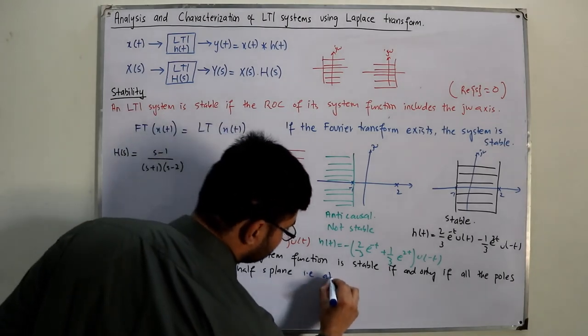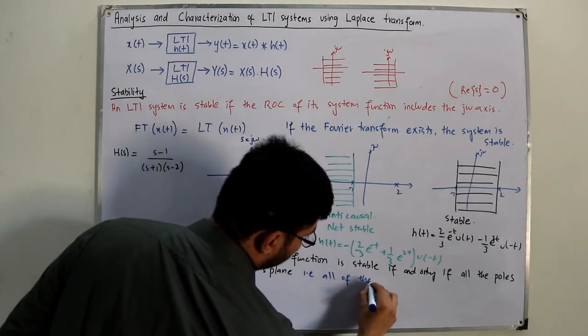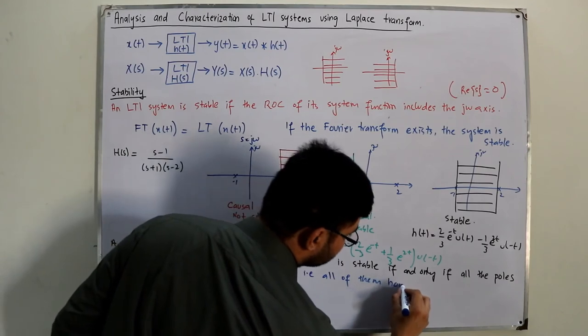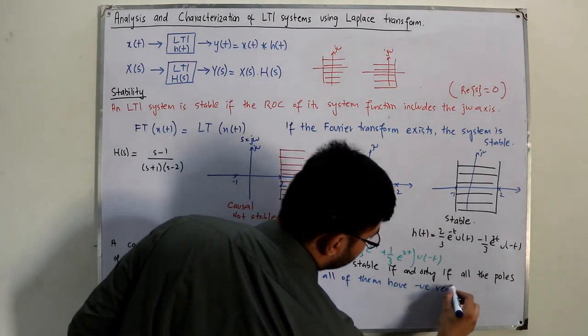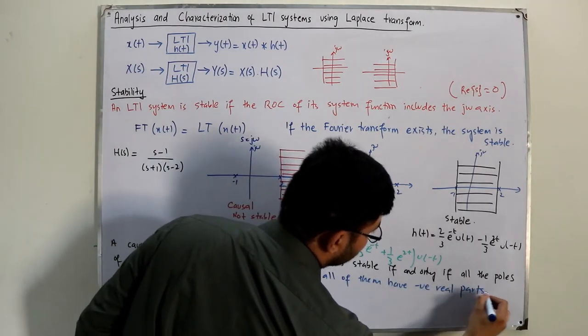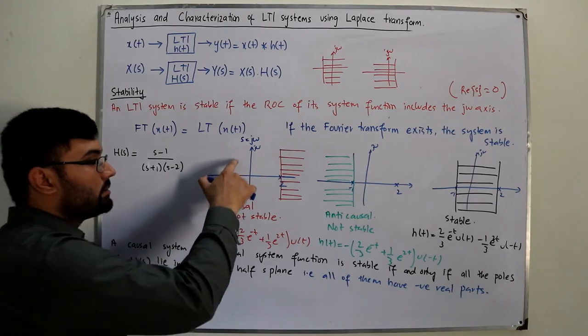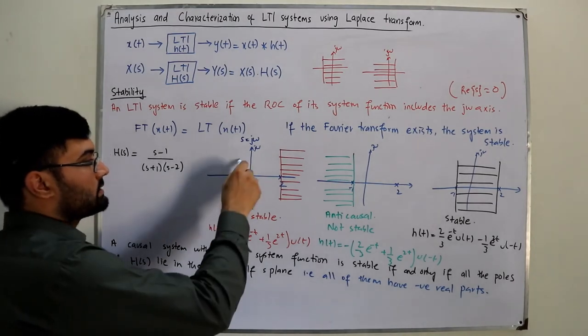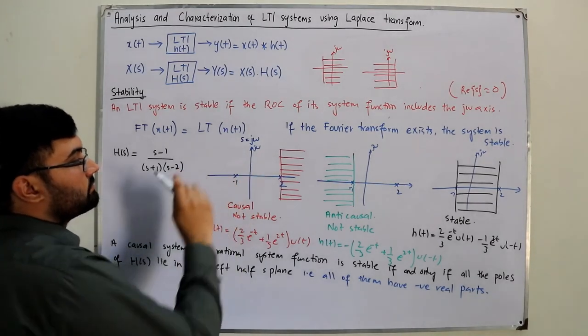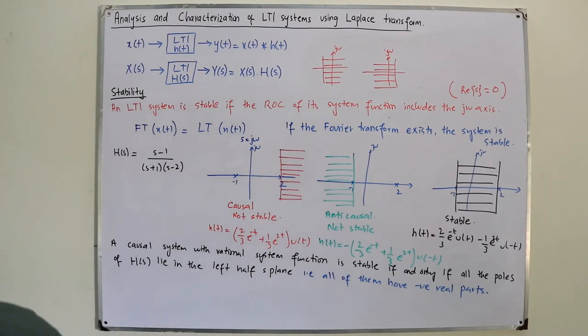That is, all of them have negative real parts. Imaginary parts could be anything. They could be located anywhere because they are complex numbers. So this pole could be located over here as well, right? Anyways, we have a few graphs, I believe, so let me discuss them before we finish the discussion.